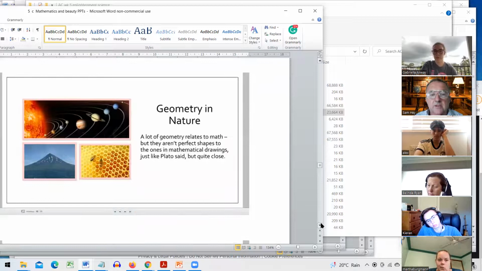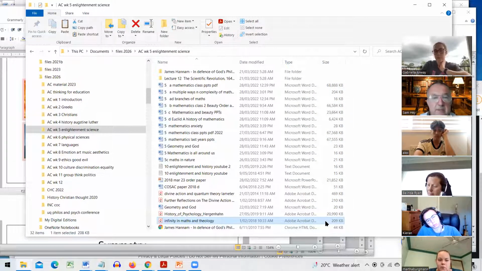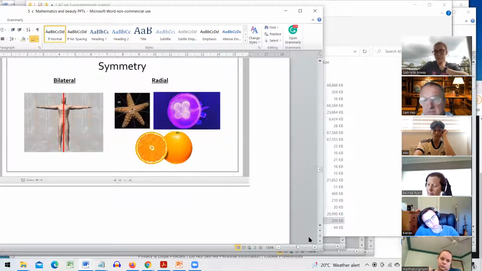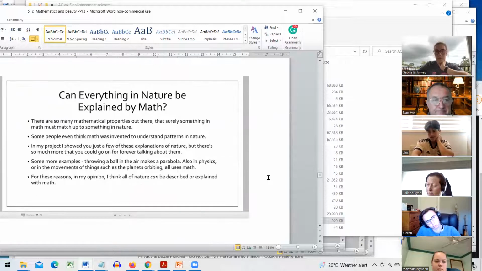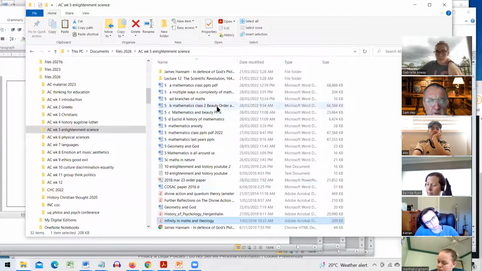You see a lot of other geometry in nature, which also points to these mathematical design concepts that are there in nature. And symmetry too can be seen to point to these mathematical concepts. So there are many mathematical properties out there in the natural world, and they point further to a sense of design by God behind all of these things.